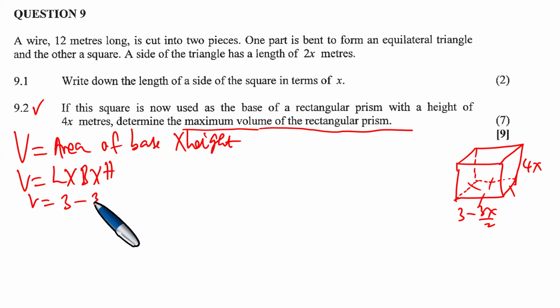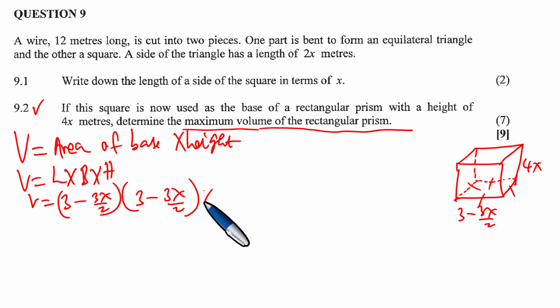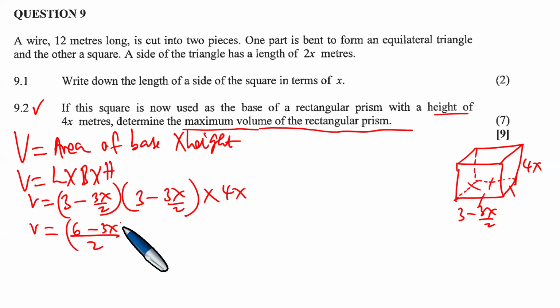So it is (3 minus 3x) over 2, and then the height, remember that the height is 4x meters, so you put 4x there. Right, so this one you can write as (6 minus 3x) over 2, all squared, and this is 4x. Pay particular attention, guys, because at this point we can observe that these are the same, so you can put a perfect square there.